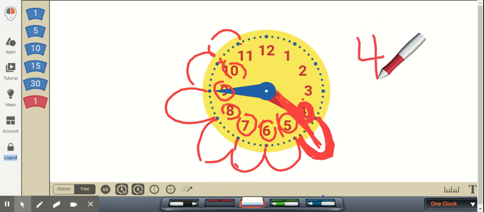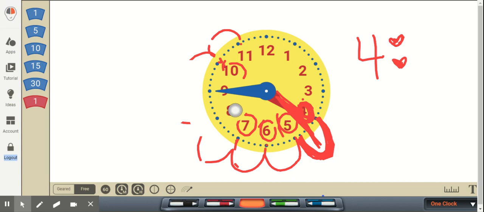So it's 4. I'm going to put my, let's do little hearts. We're going to put that away. And now I'm going to pull out my, let's clean up right here a little bit because I'm going to need this area.